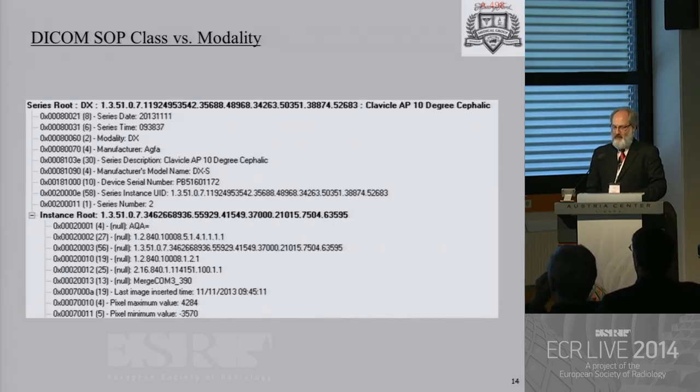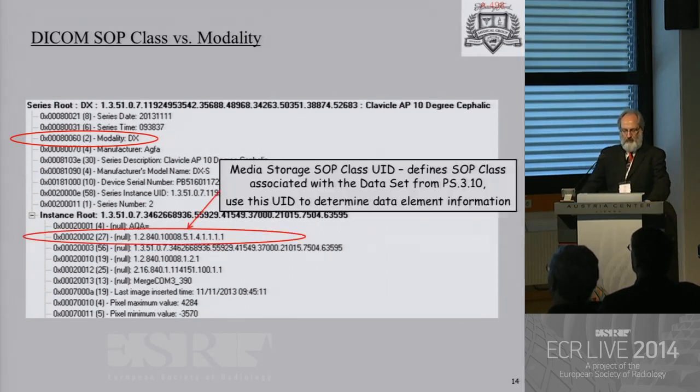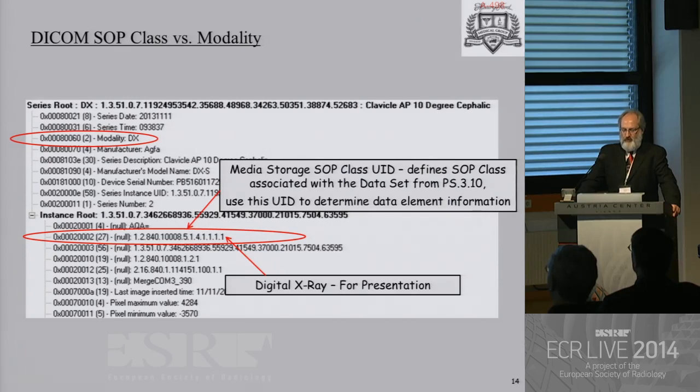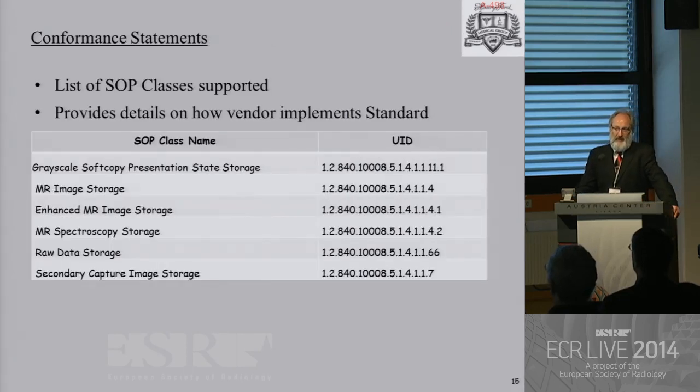So let's go back to that example here. And yeah, we saw that that was a DX object. But what is it? Well, it's actually down in tag 2.2, which says that the storage SOP class for this is the digital X-ray for presentation. So now when I go back to the standard, based on that storage SOP class, that's where I'm going to go look to find out what should be in the header, what's mandatory, what's not mandatory, etc. It's the digital X-ray for presentation. That's the most important thing for us to understand. How do I know what's being sent or what should be sent?